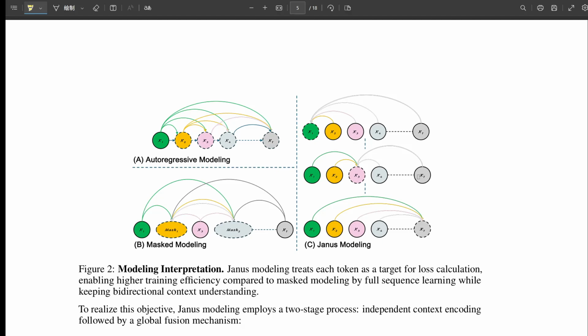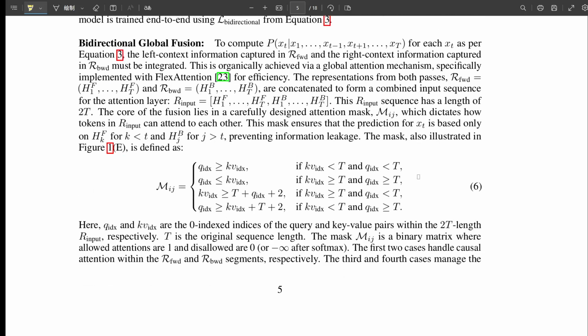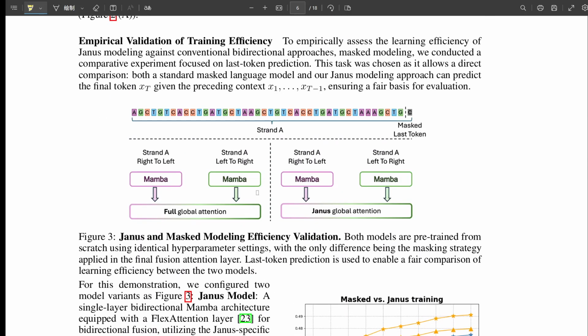Attention, specifically that efficient flex attention, is used primarily in that bidirectional global fusion step we talked about with Janus modeling. While Mamba efficiently processes the forward and backward sequences independently, you still need a powerful mechanism to integrate those two streams globally. Ah, so attention connects the Mamba MOE outputs. Precisely. It allows the model to achieve that global, high-resolution context awareness, linking information across the entire sequence, even the very long ones. And flex attention is chosen because it's optimized for the kind of sparse connections needed here and helps manage memory use.